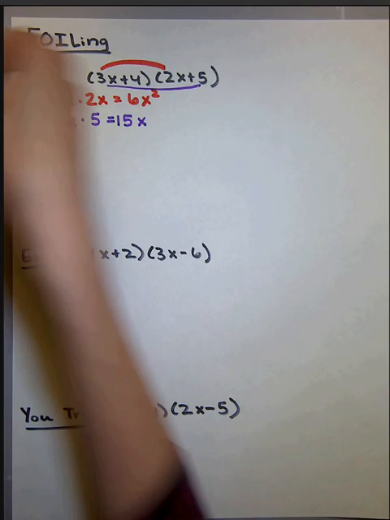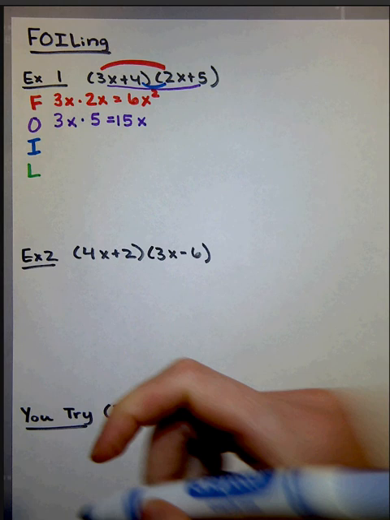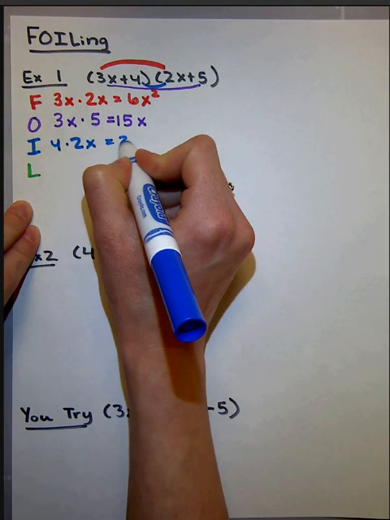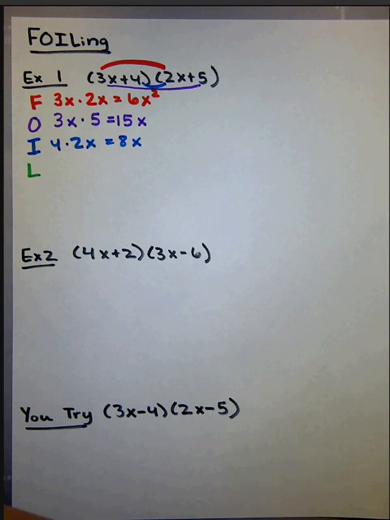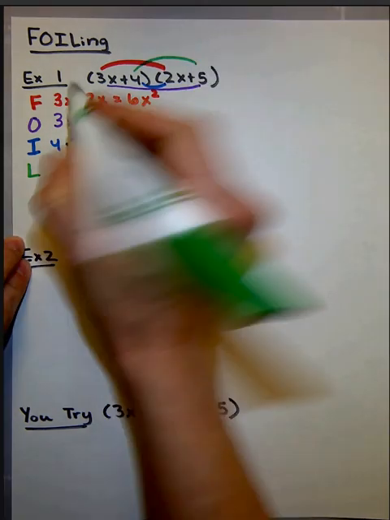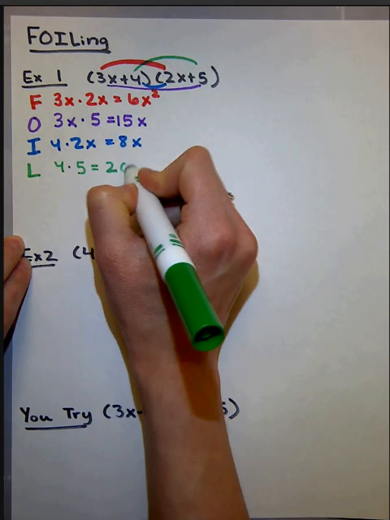Now the inner ones are the 4 and the 2x, because they're on the inside of the parentheses. So 4 times 2x, which is 8x. And the last terms in each set of parentheses are the 4 and the 5. So I multiply 4 times 5 to get 20.